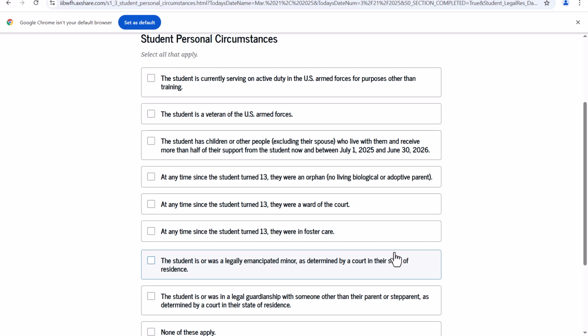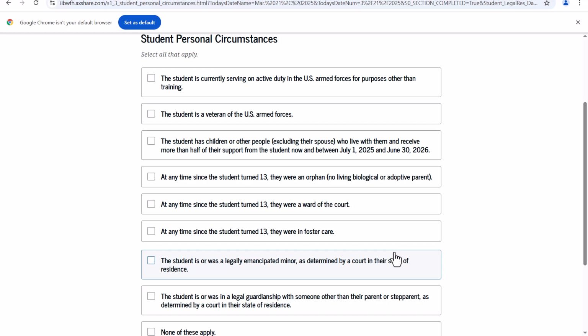Going on to the next question, at any time since the student turned 13, they were an orphan, meaning they had no living biological or adoptive parent. I'm going to also read the next two as it kind of pertains to the same since the student turned 13 phrase there. So the next one as well, at any time since the student turned 13, they were ward of the court. And then lastly, at any time since the student turned 13, they were in foster care.